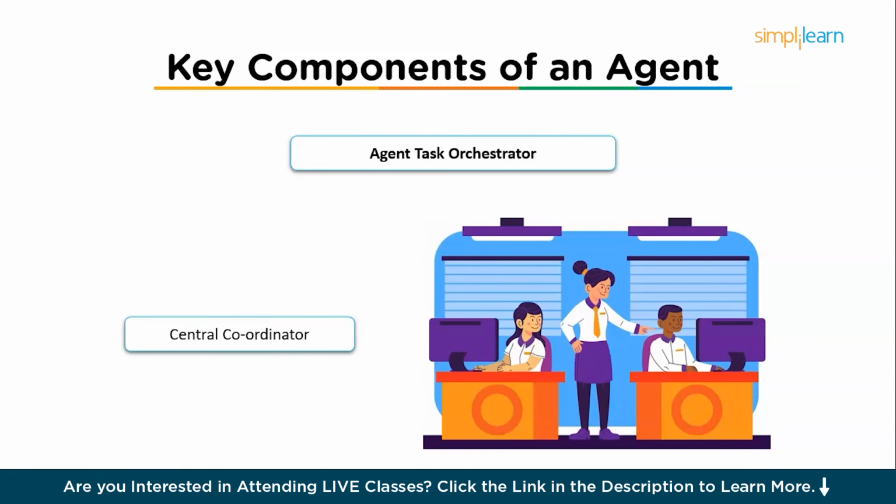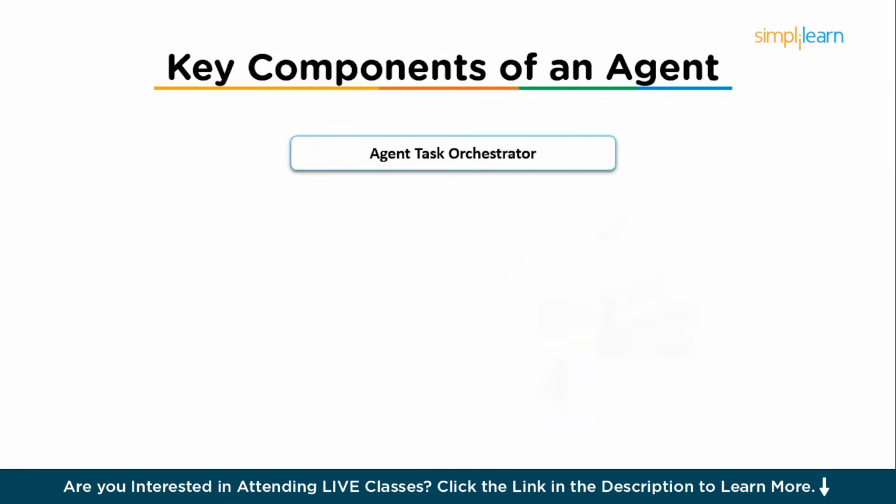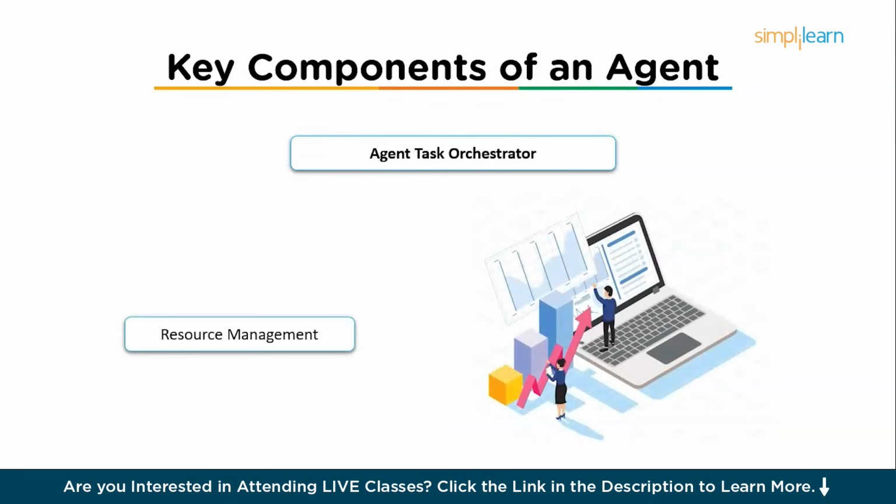Next comes scheduling and prioritizing. It determines the order in which the tasks should be performed. Tasks may be queued based on importance, deadlines, or dependencies. This helps in handling multiple tasks efficiently without causing delays or conflicts. Secondly, there is resource management. It keeps track of system resources like processing power and memory and allocates them to the tasks as needed. By doing so, it ensures that each task gets the necessary resources to execute properly.